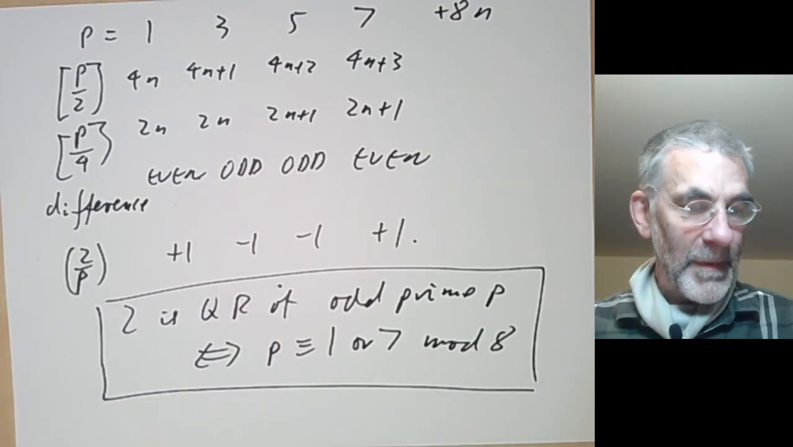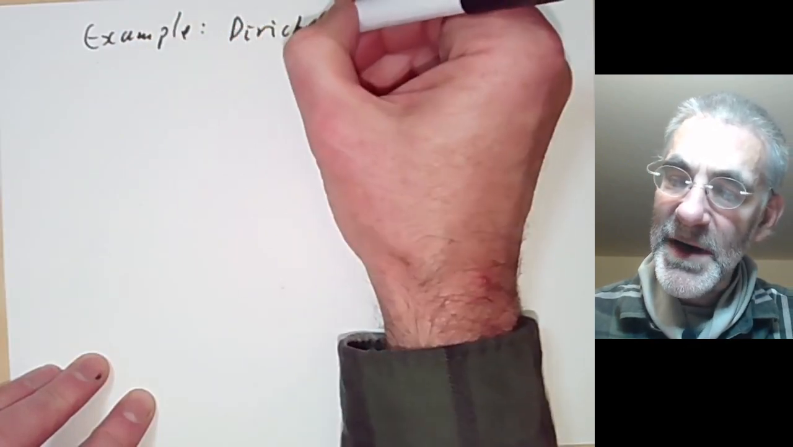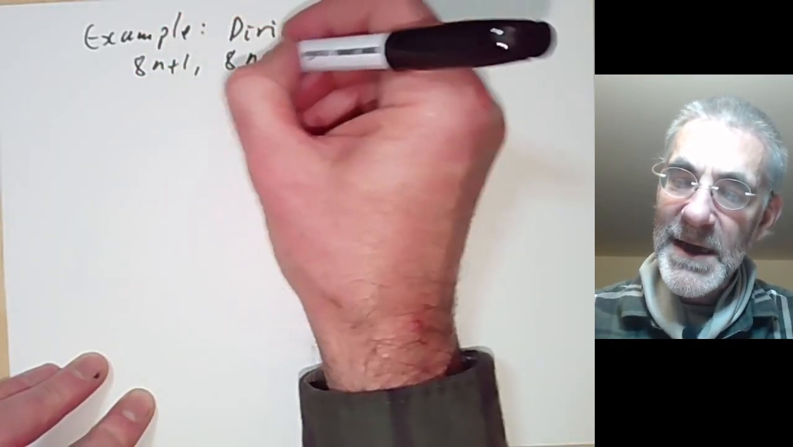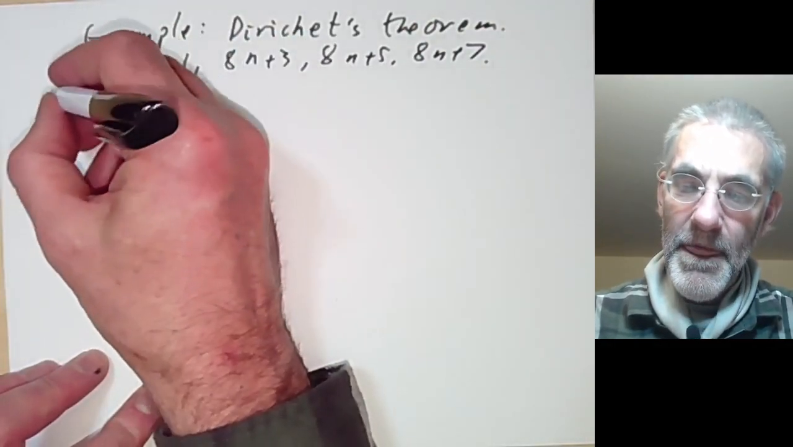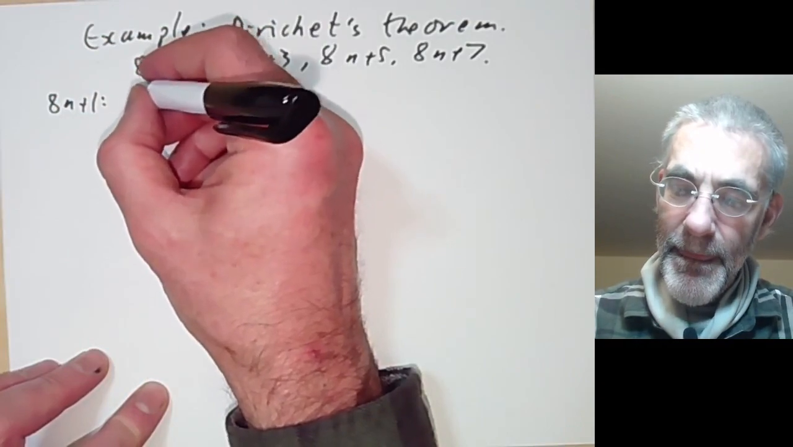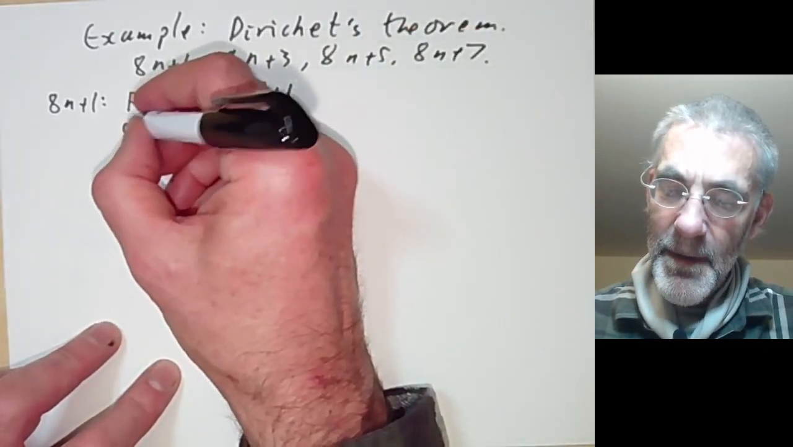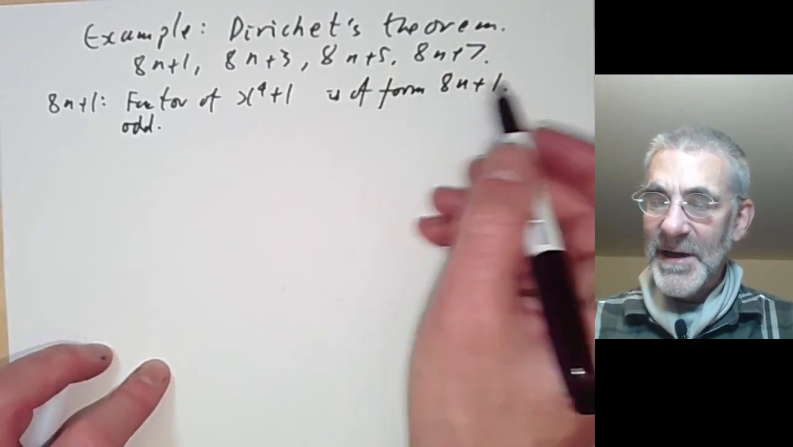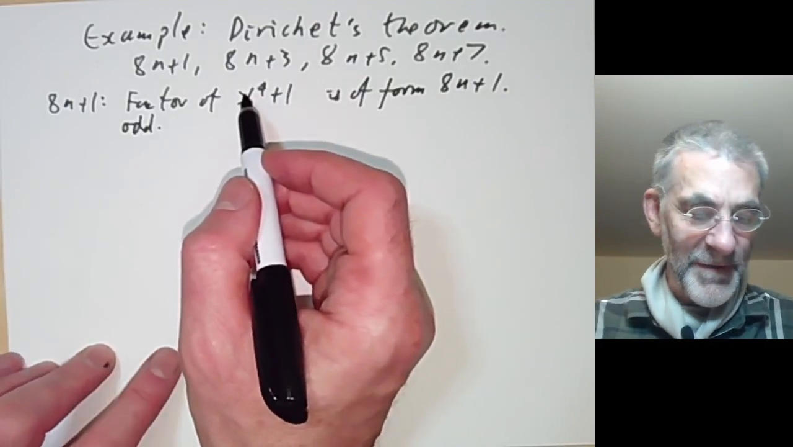So we'll now give an application of this. Let's prove Dirichlet's theorem for primes of the form 8n plus 1, 8n plus 3, 8n plus 5, and 8n plus 7. Well, 8n plus 1 we've sort of already done. So we know any odd factor of x to the 4 plus 1 is of the form 8n plus 1. And from that it's easy to find infinitely many primes of the form 8n plus 1 just by arranging for this to be even and co-prime to all the numbers you've already found. We sort of already did that.